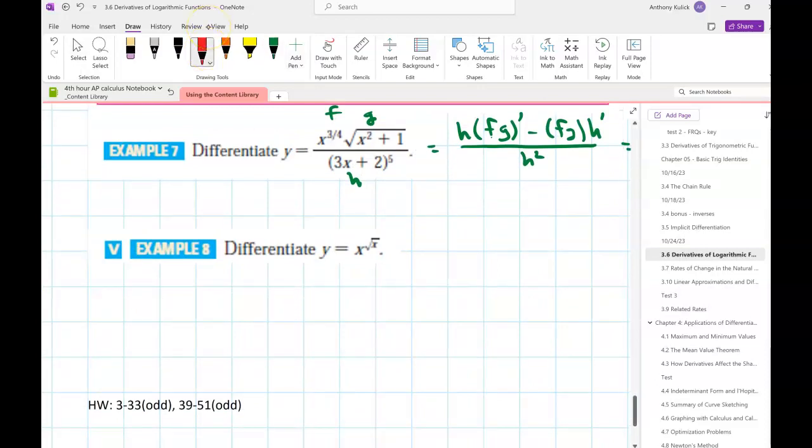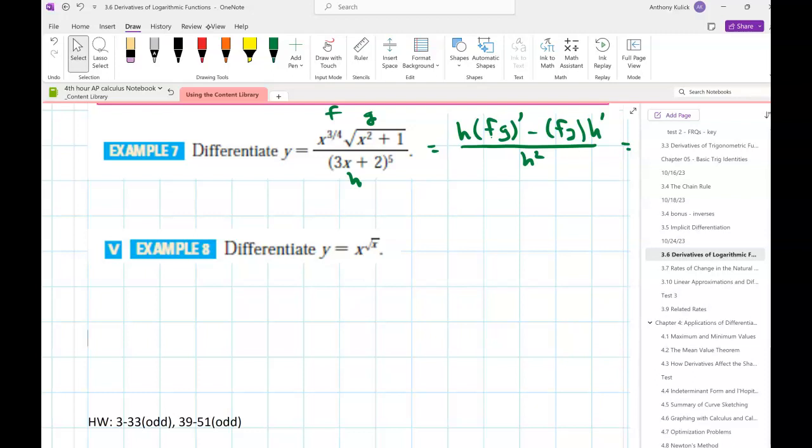What if I want to do the derivative of y equals x to the square root x? How do I do that? Y equals x to the square root x. Let's differentiate that. How do I do that? Well, what's the outer function? Oh, x to the x. That's not one that we know a rule for.